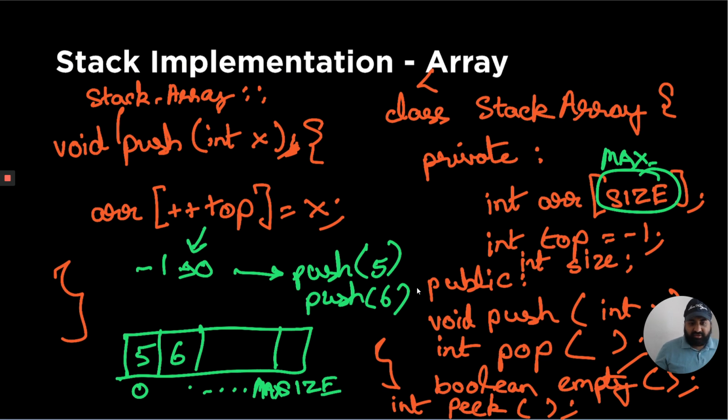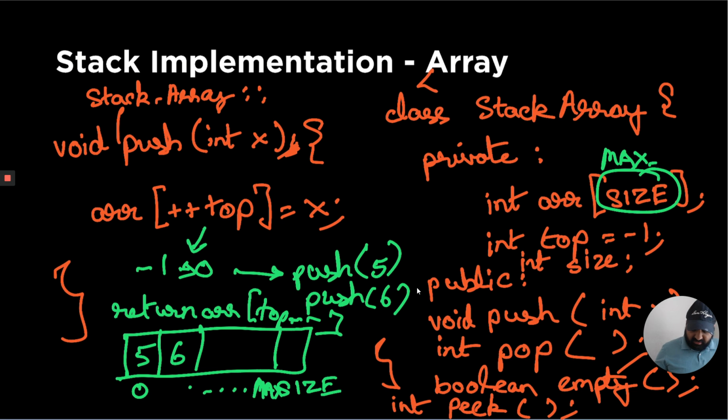It's pretty straightforward and easy, so I'm not going to cover that in depth. Similarly, when we talk about pop, it will just be arr[top--]: you're going to return that value, which is arr[top--], and so on. In the case of peek, you're just going to return arr[top].